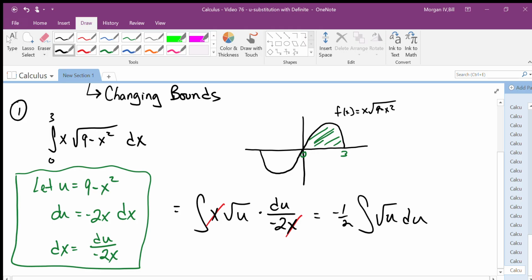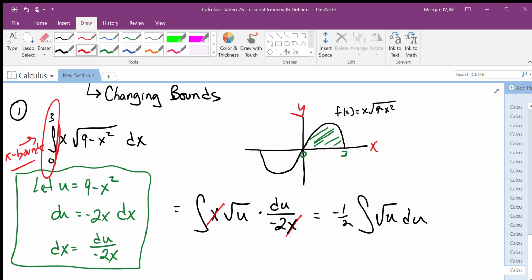But no longer can I use the bounds 0 to 3. The reason is the bounds 0 to 3 are x bounds. These bounds 0 to 3, those are x bounds. They are bounds on the x-axis, right? This is the x-axis, this is the y-axis. They are actually x values, from the x value of 0 to the x value of 3.